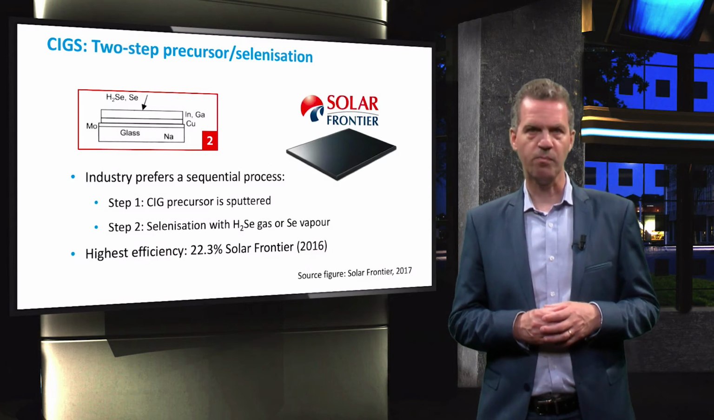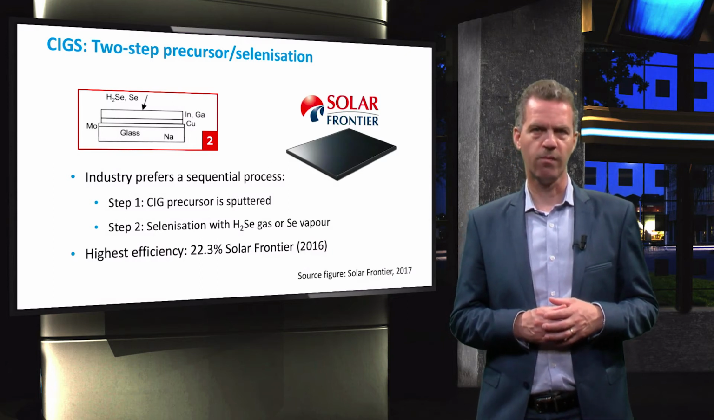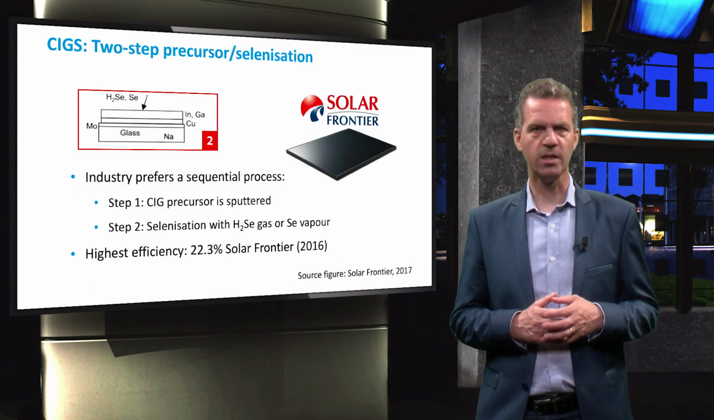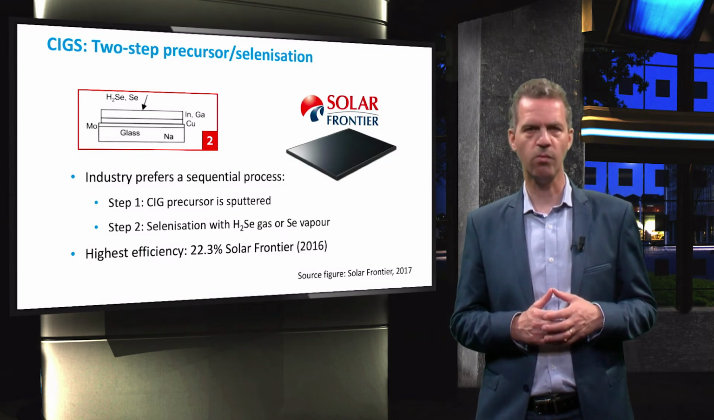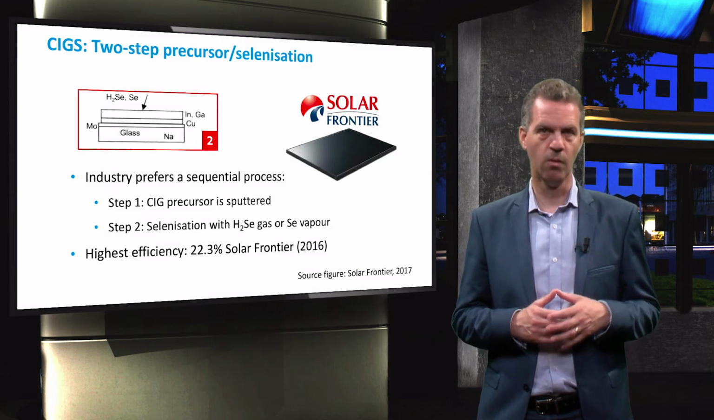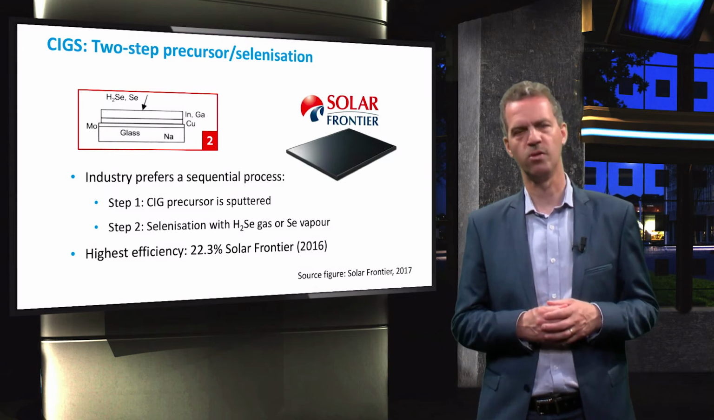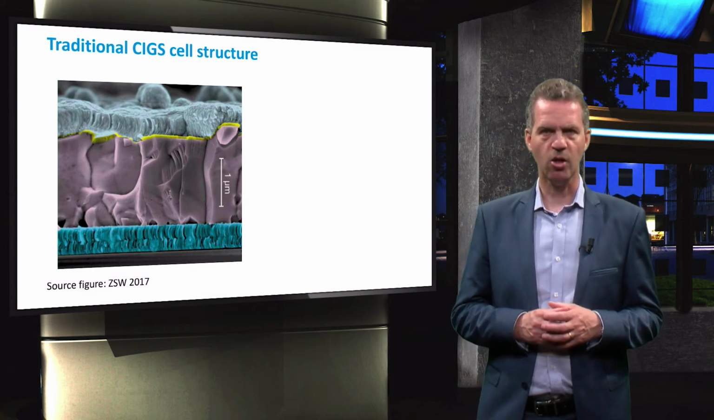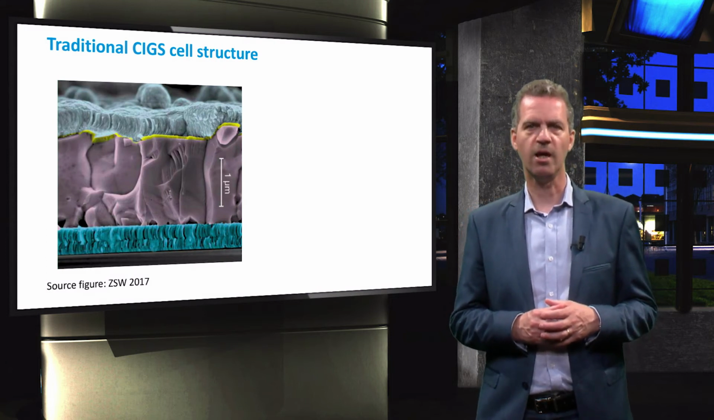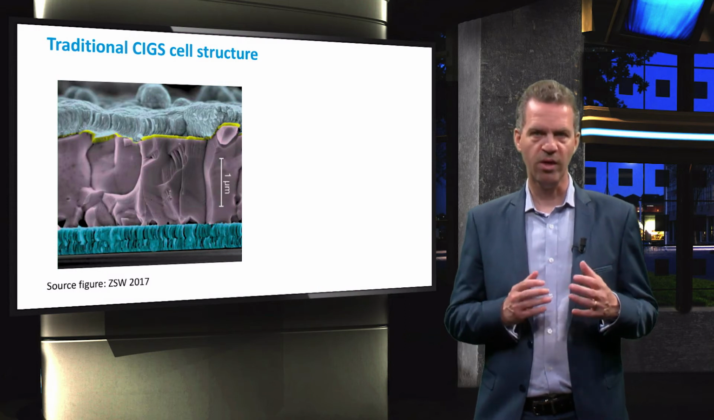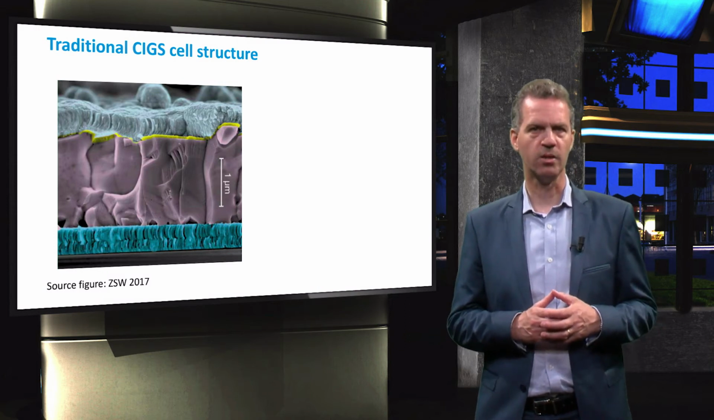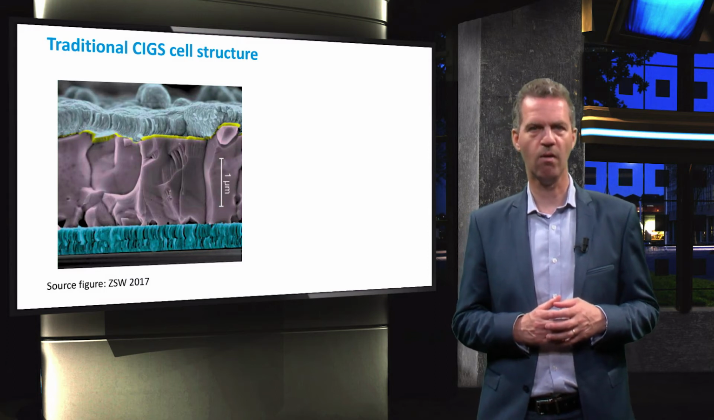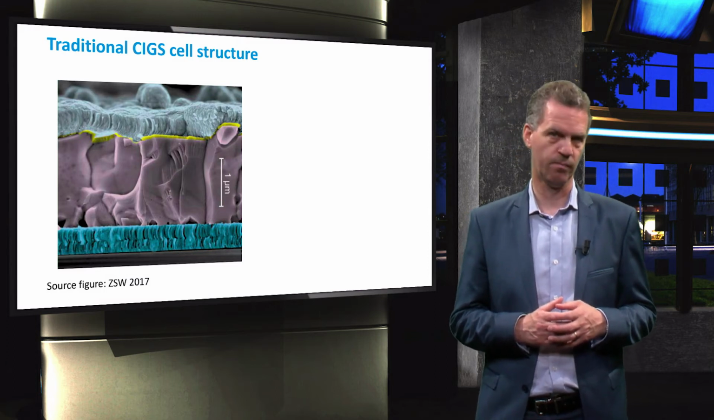This method is adopted by the Japanese company Solar Frontier, a market leader in this field, and they have reached a conversion efficiency of 22.3% with this two-step process. Now that we have discussed the most commonly adopted production method for the CIGS absorption layer, this figure shows a cross-section of the traditional CIGS solar cell with an absorber layer of about 2 micrometers.